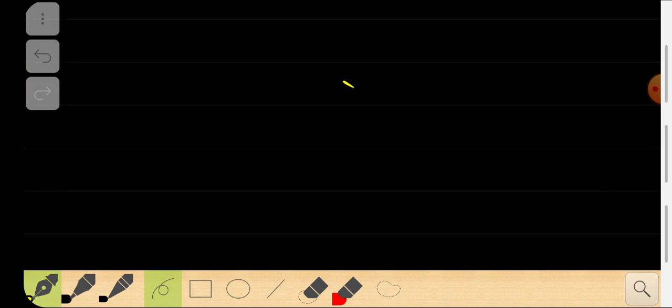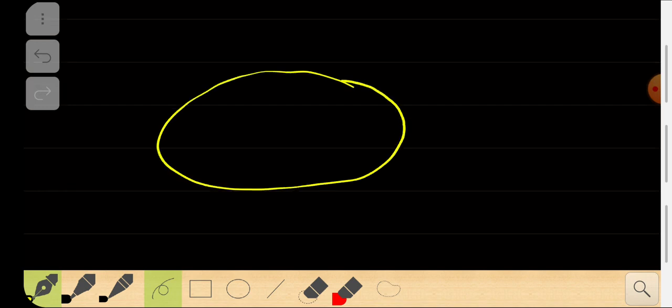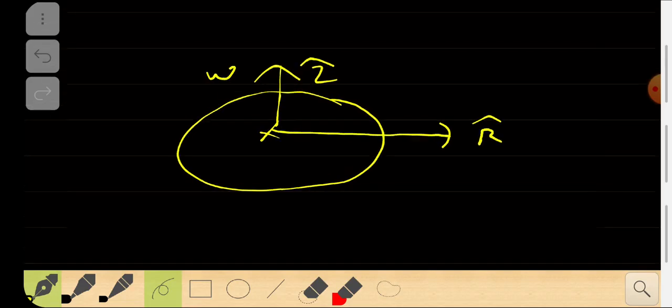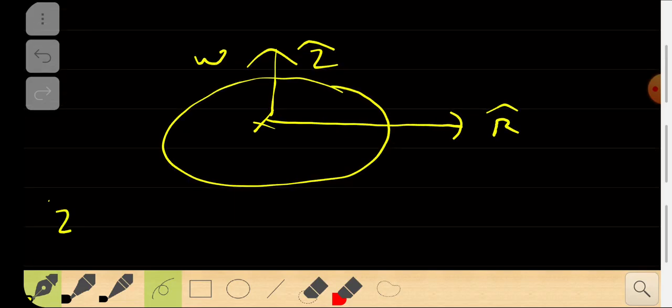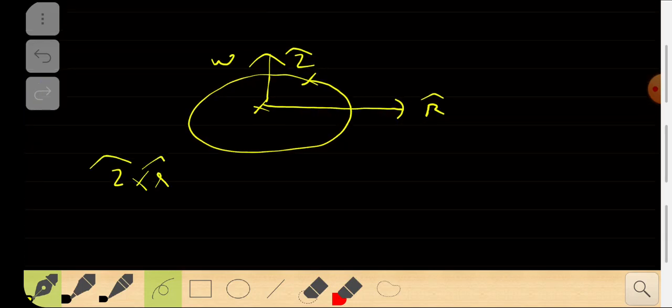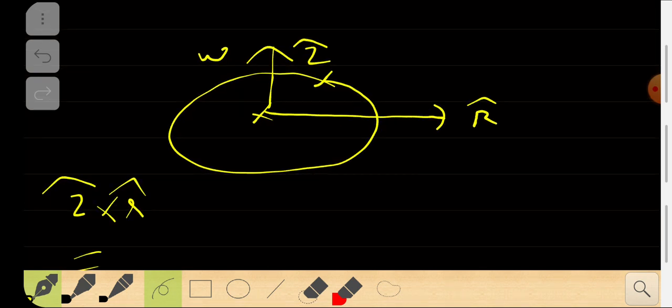So what is z cap crossed into r cap? If you look at this rotational motion, this is z cap, this is the direction of omega, and this is the radial direction, which is outward from the center, which is r cap. So now you can clearly see that the velocity vector will be in the direction of z cap crossed into r cap. You can use the right-handed rule: start from z cap and then move to r cap.